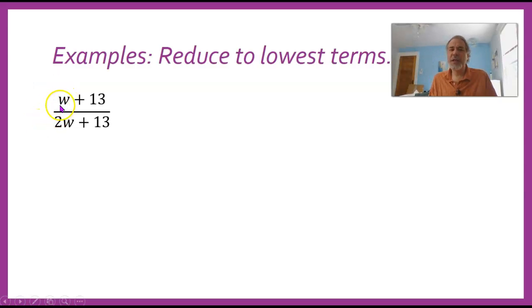And what about this one? w plus 13 over 2w plus 13. Is there anything we can factor? Well, no. No, there's not. Is there anything we can cancel? No. Not legally, not and have it still be equal to this. We can't cancel the w's or the 13's because neither one of those is a factor. It's not that thing times something else making up the numerator and the denominator. So there's nothing we can cancel, and this cannot be simplified. It's already in lowest terms. It's as simplified as it's going to get.